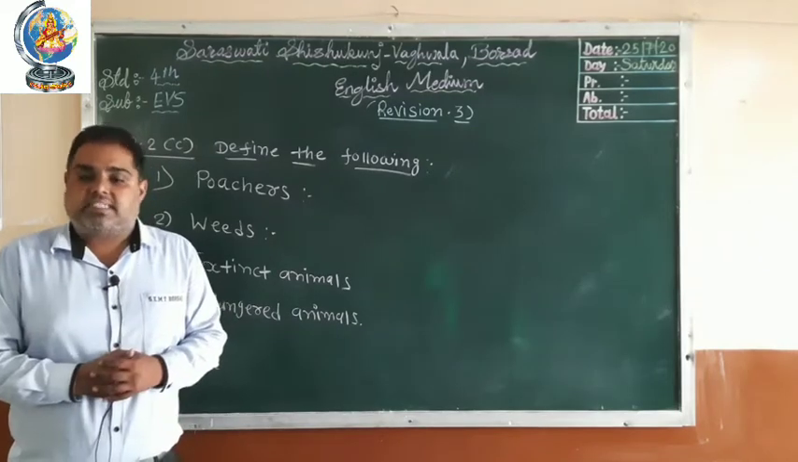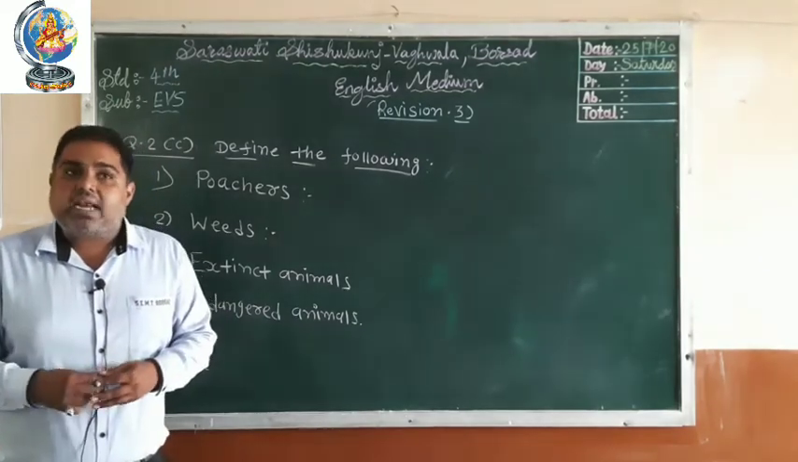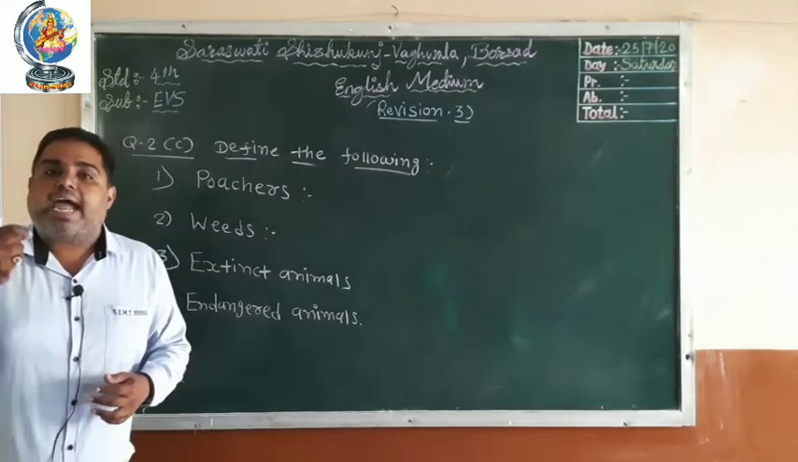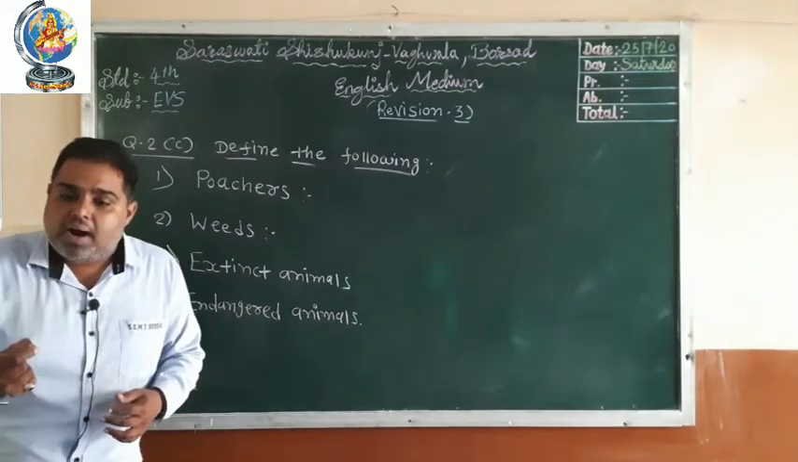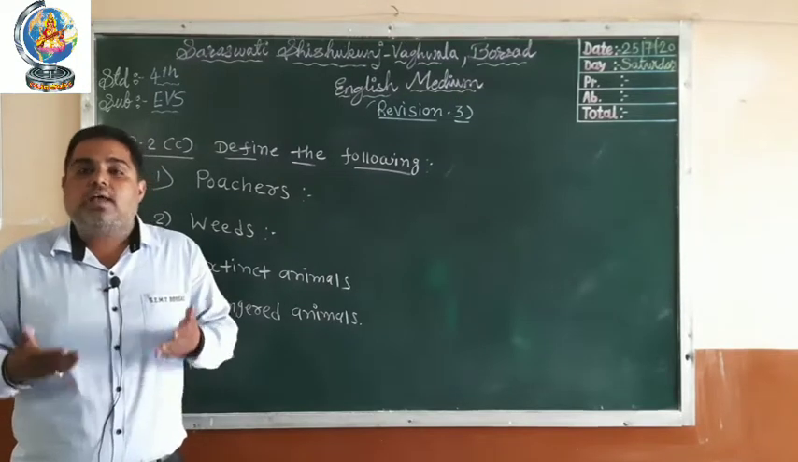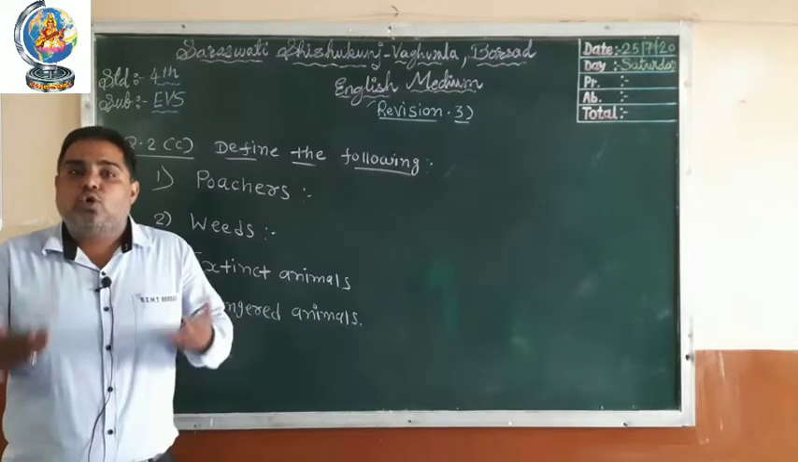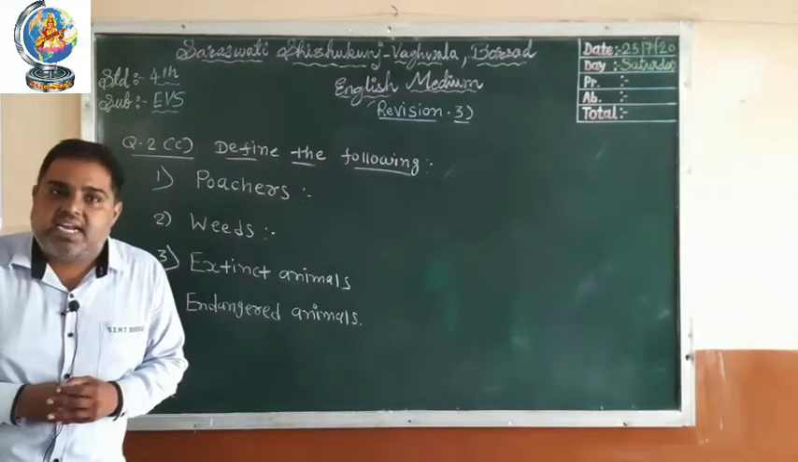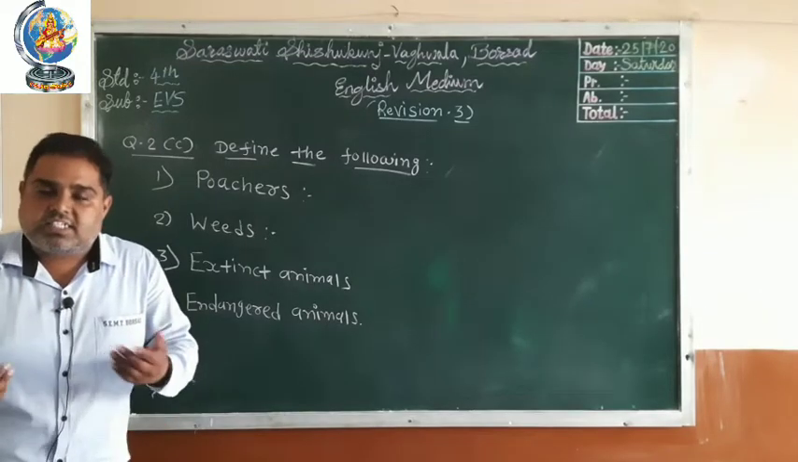So let me repeat the answer again. When there are no more individuals of that animal or bird found alive anywhere on the earth, then those types of animals or birds are called extinct animals.